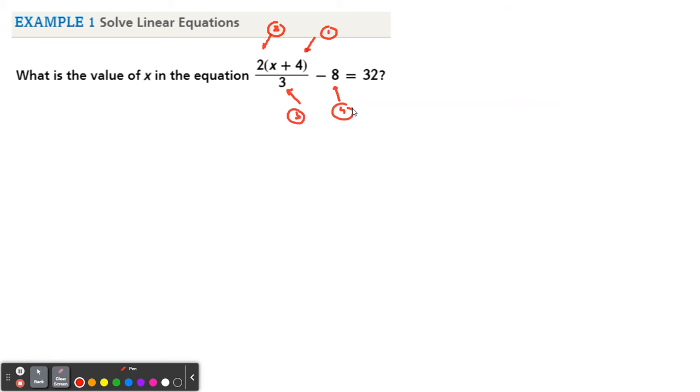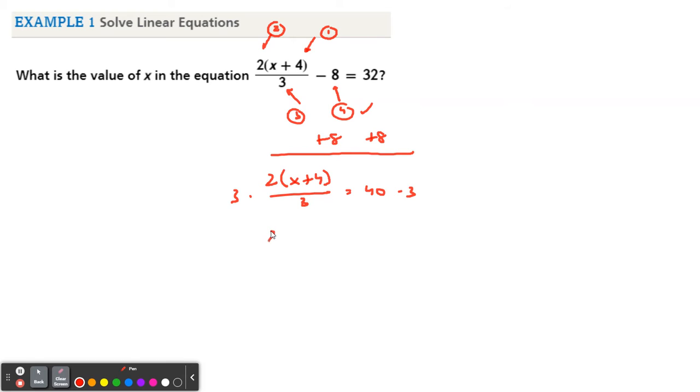So typically we go in reverse order. We use what are called inverse operations, and we go in reverse order to solve for x. So the first thing I would do is add 8 to both sides. This nasty looking fraction stays the same: 2 times the quantity x plus 4, divided by 3 equals, and when I add 8 to 32, I get 40. Okay, check. Now we're going to get rid of the dividing by 3. How do you get rid of dividing by 3? Well, you multiply both sides by 3. That's the inverse of division.